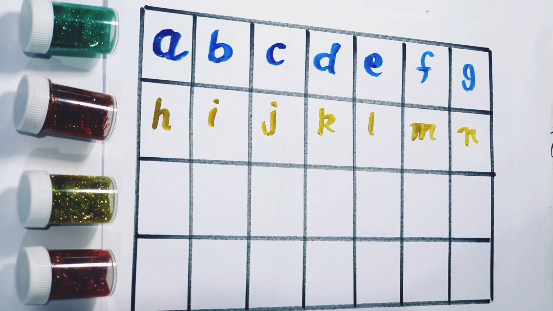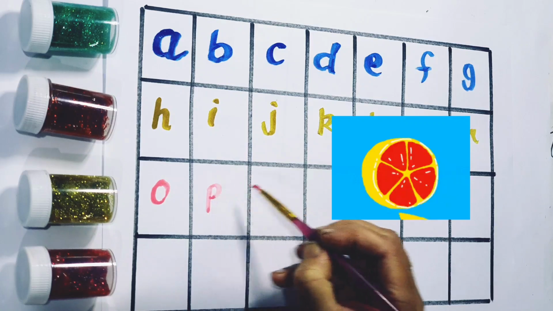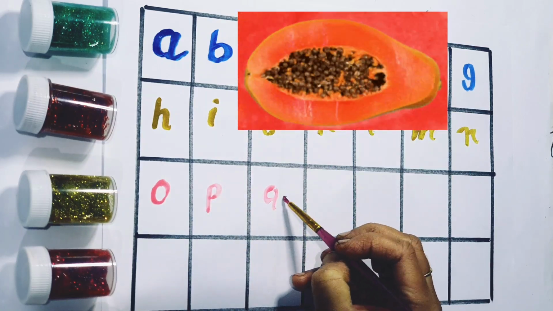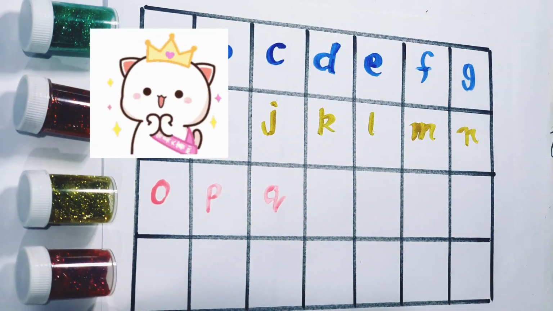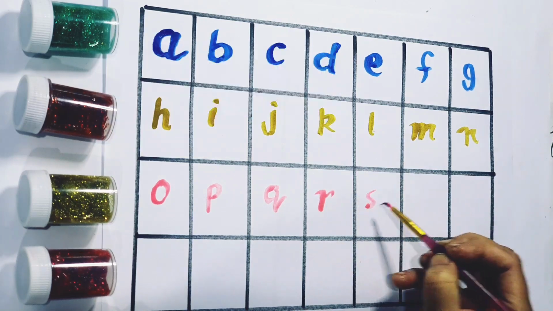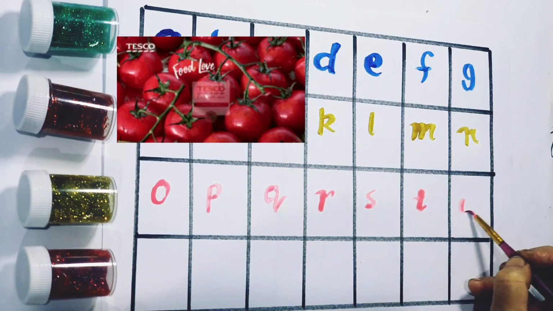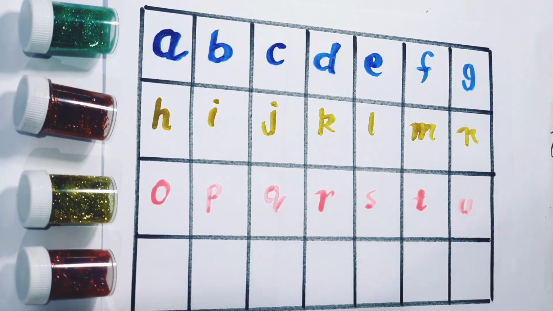Pink color. O for orange. P for papaya. Q for queen. R for rat. S for strawberry. T for tomato. U for unicorn.